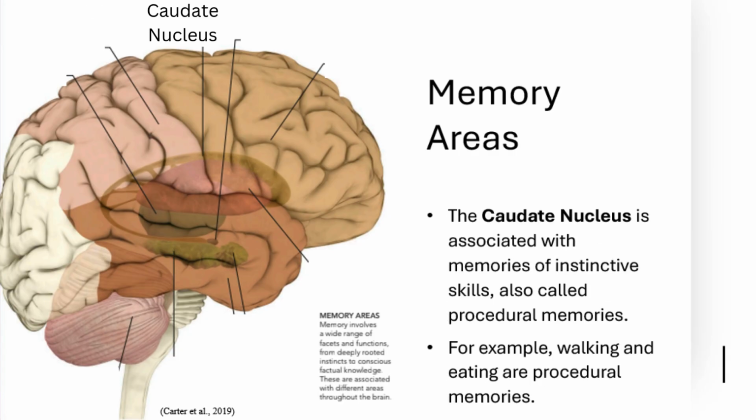The caudate nucleus is associated with memories of instinctive skills, also called procedural memories. If you remember from before, these include walking, eating, grooming, riding a bike, and more.